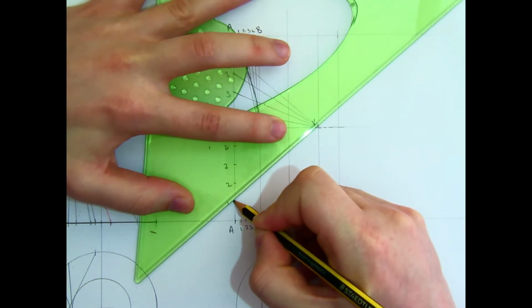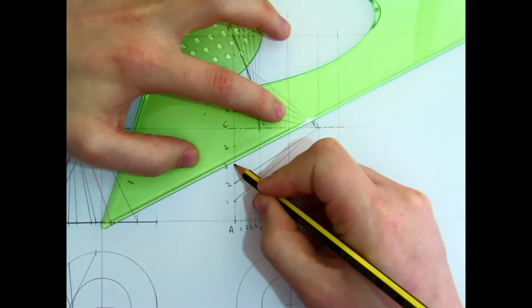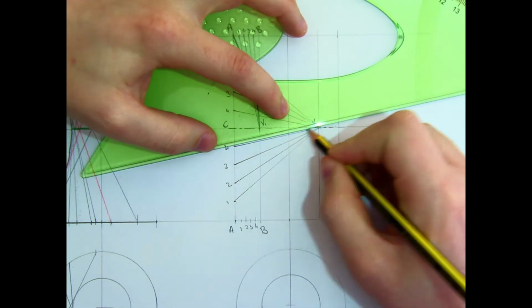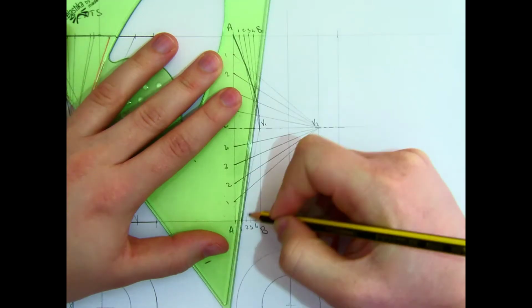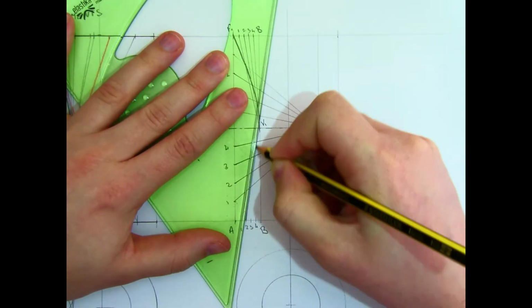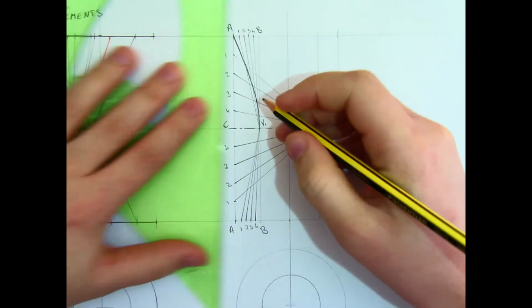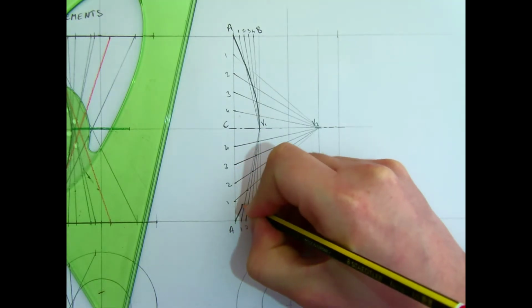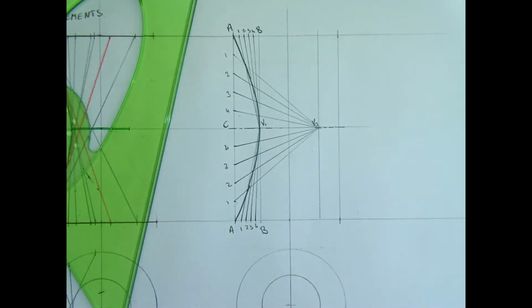So 1 joins to our vertex up here, 2, 3, and 4. And the ones that are parallel to the axis join to the close vertex of this actual curve. So 1, 2, 3, and 4, and the best curve that we can that touches each of those points. And that gives me one side of my Hyperboloid of Revolution.